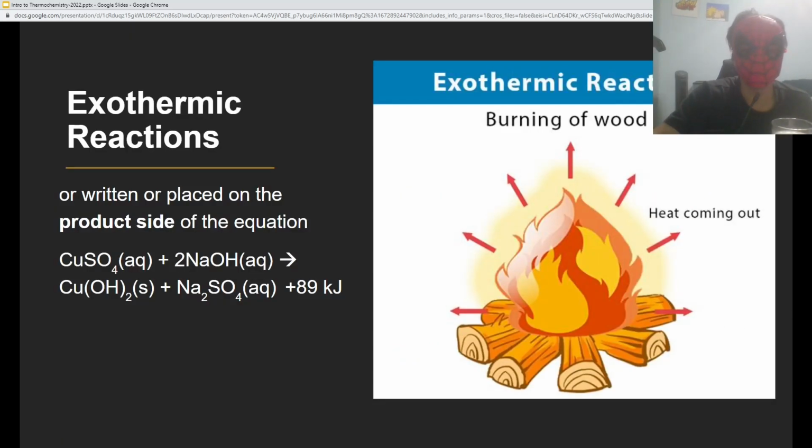In this slide, we're continuing our discussion of exothermic reactions. As you can see, the enthalpy change for the reaction is negative because the reaction is an exothermic reaction, which means that it is losing heat.